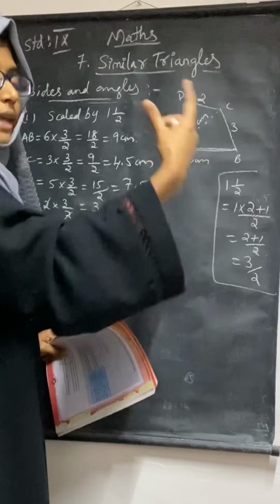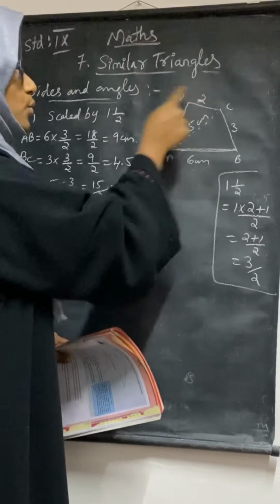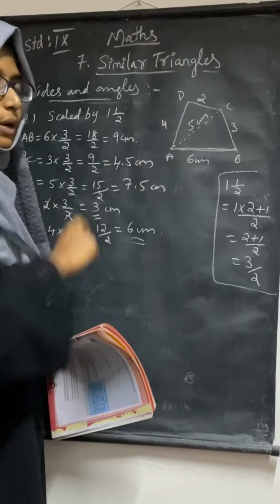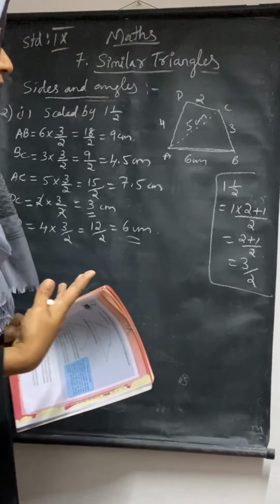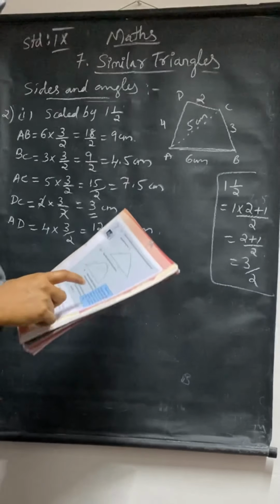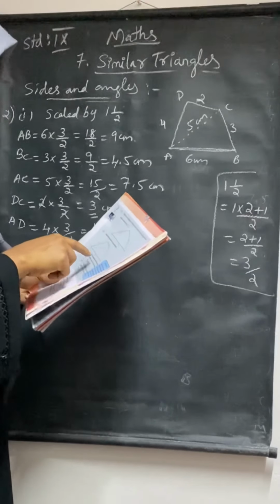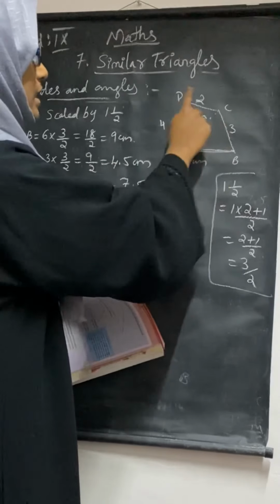Sides scaled by this much means what you have to do? This number into that number means 6 into 1.5, 3 into 1.5, 2 into 1.5, 4 into 1.5, 5 into 1.5. And after that, what is the answer you are getting? Using that answer, you have to draw the figure. That way you will get the same angles. First, you can name it A, B, C, D.